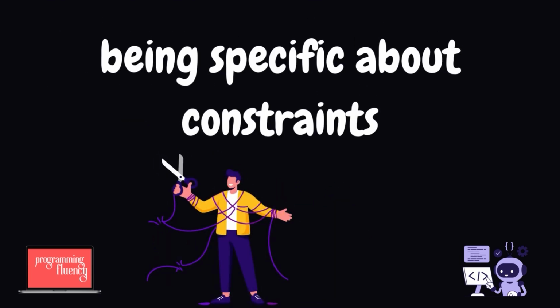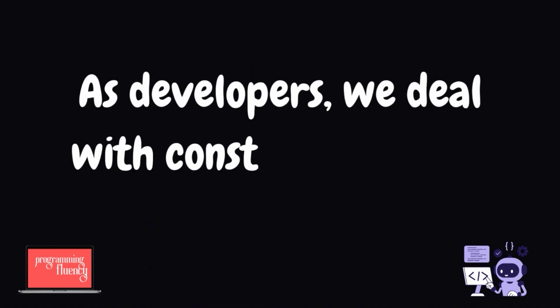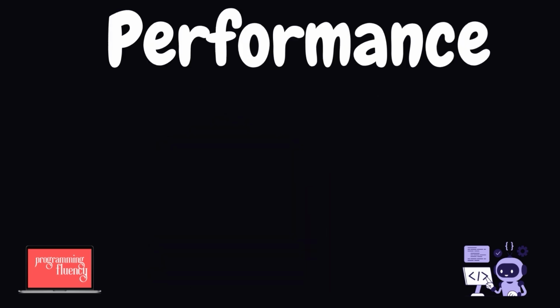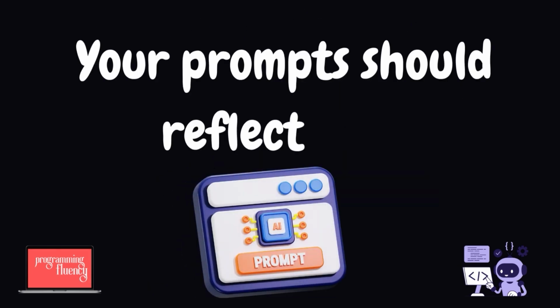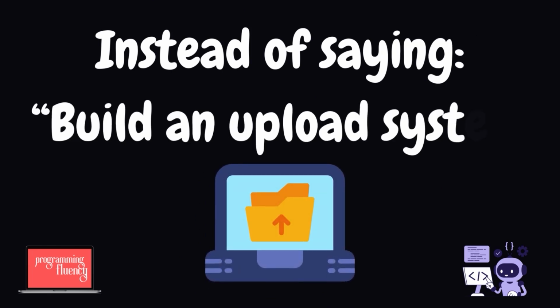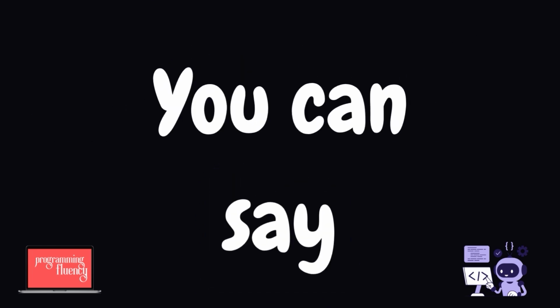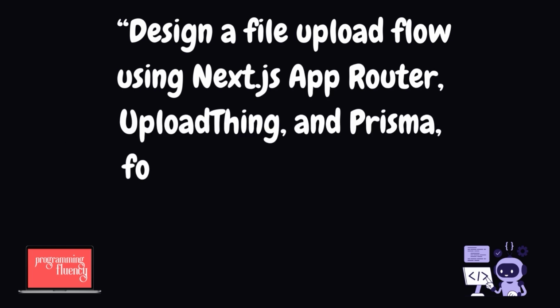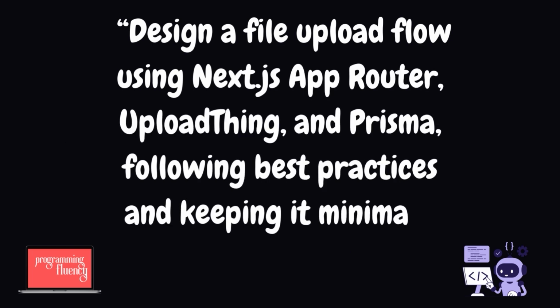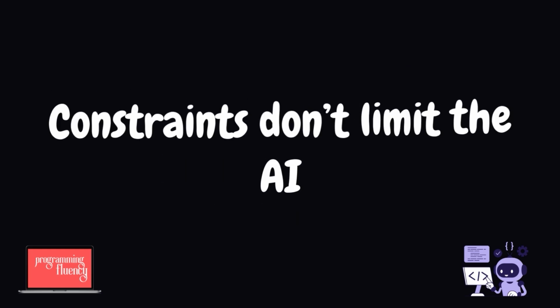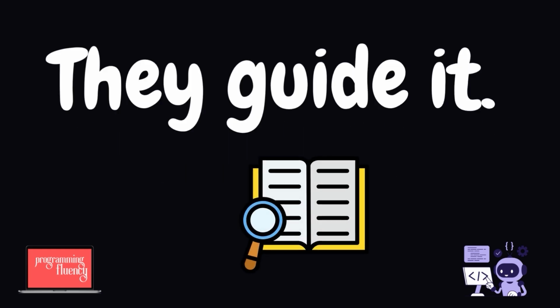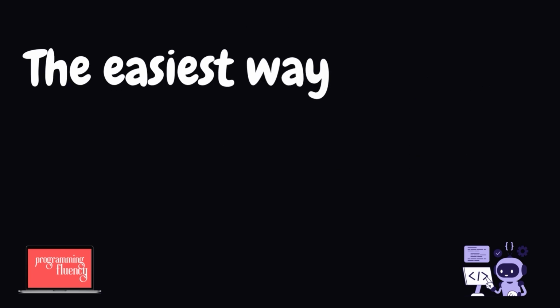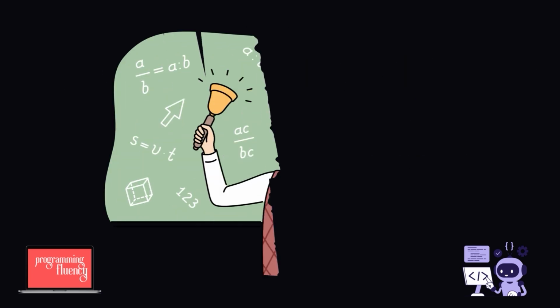Another powerful habit is being specific about constraints. As developers, we deal with constraints all the time: frameworks, libraries, performance, deadlines, and your prompts should reflect that. So instead of saying build an upload system, you can say design a file upload flow using Next.js app router, UploadThing and Prisma, following best practices and keeping it minimal. Constraints don't limit the AI, they actually guide it. And sometimes the easiest way to explain what you want is to show an example.